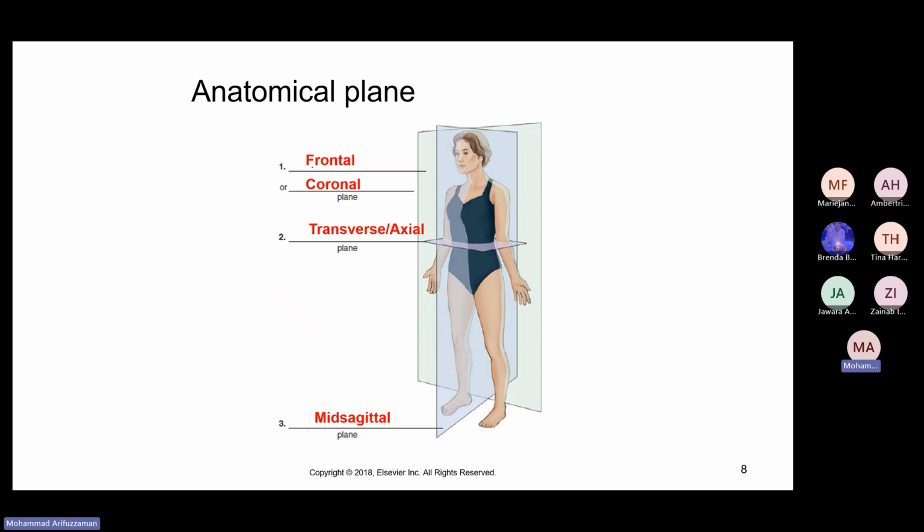So you can see here the frontal or coronal. This frontal or coronal plane divides the body into what? Can you please answer? Anterior and posterior, front and back. Good. The transverse divides the body. This is the transverse.